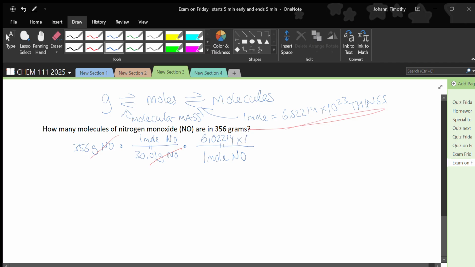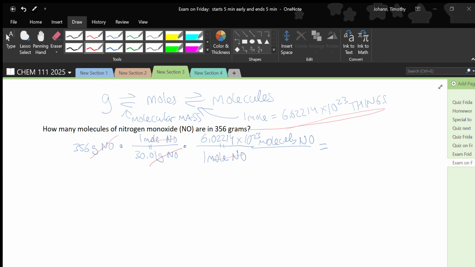6.02214 times 10 to the 23rd molecules of NO. All right? And then if I look at this, I have moles of NO on the top and moles of NO on the bottom. My only unit left is molecules of NO. And so now I can put that in my calculator.